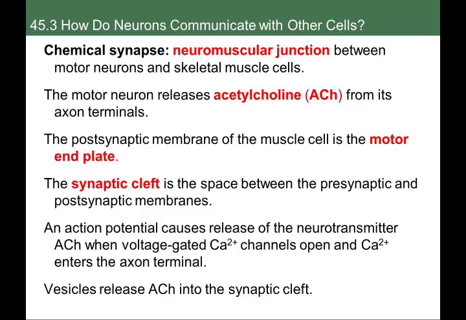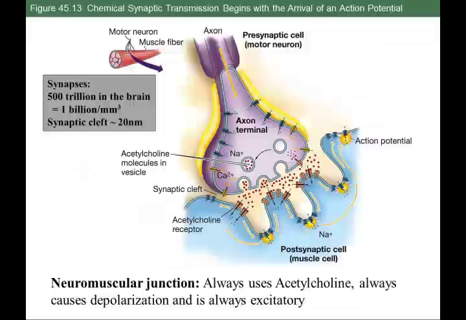The synaptic cleft is the space between the pre- and postsynaptic membranes. The action potential causes the neurotransmitter acetylcholine to be released by opening voltage-gated calcium channels, and then calcium enters the axon terminal, and that causes vesicles holding acetylcholine to be released from the presynaptic neuron into the synaptic cleft. Okay, and that's shown here.